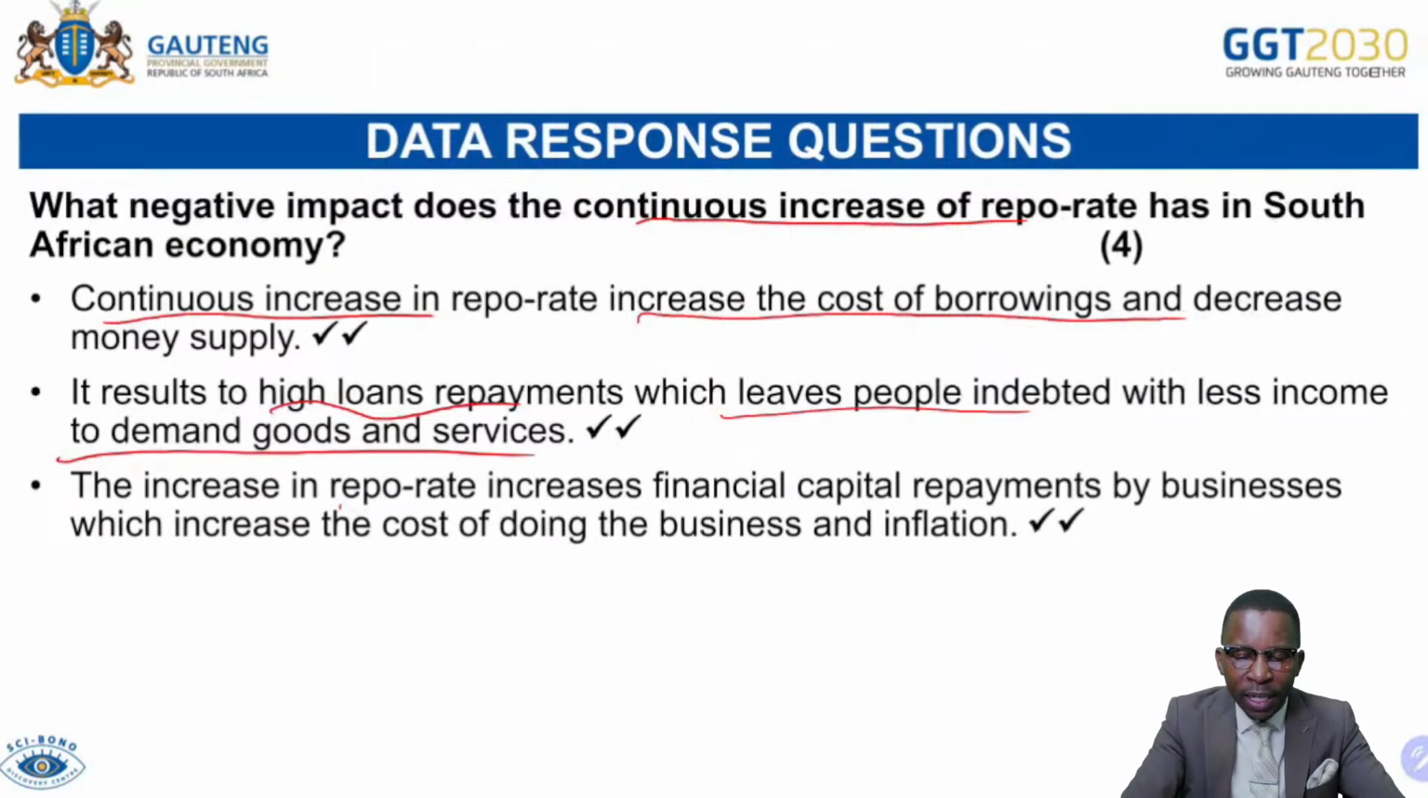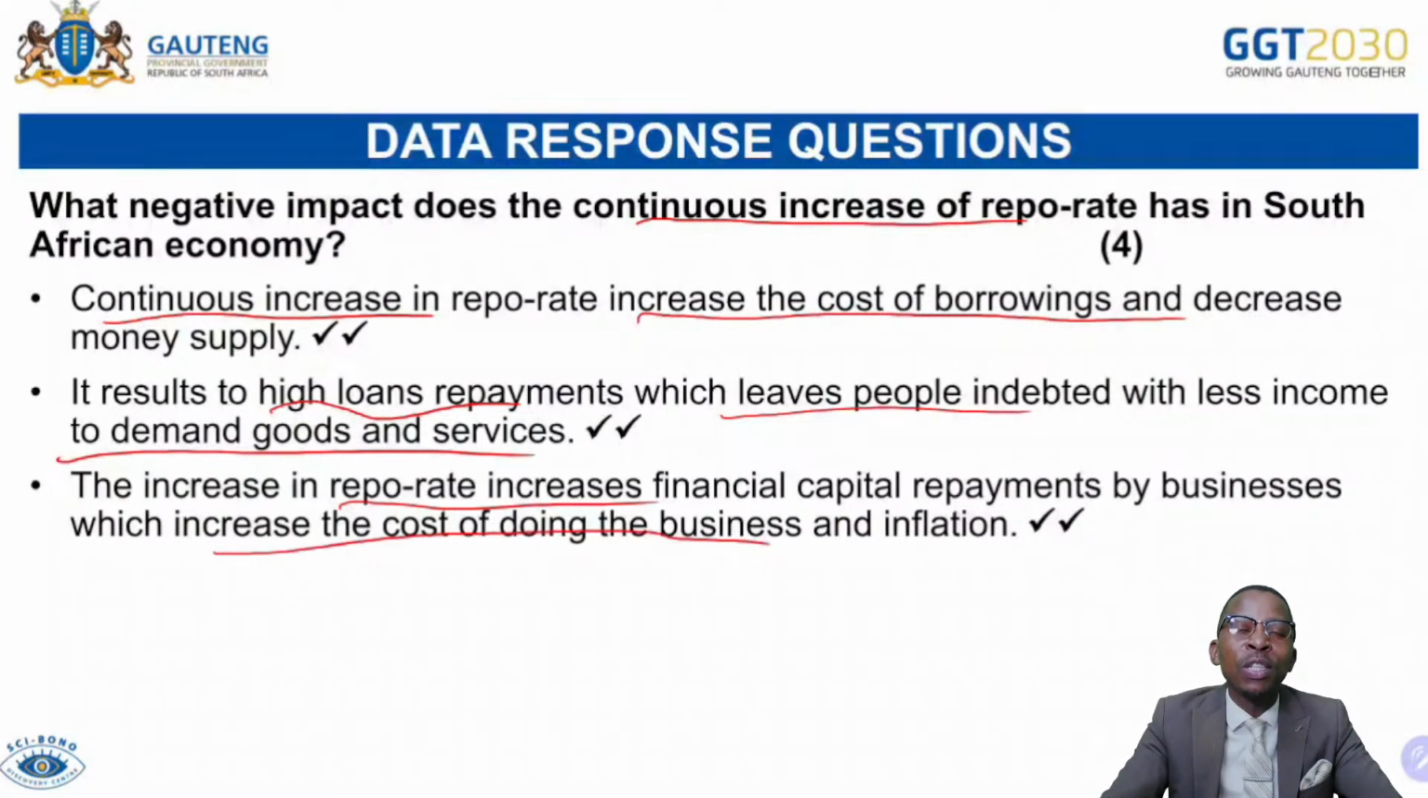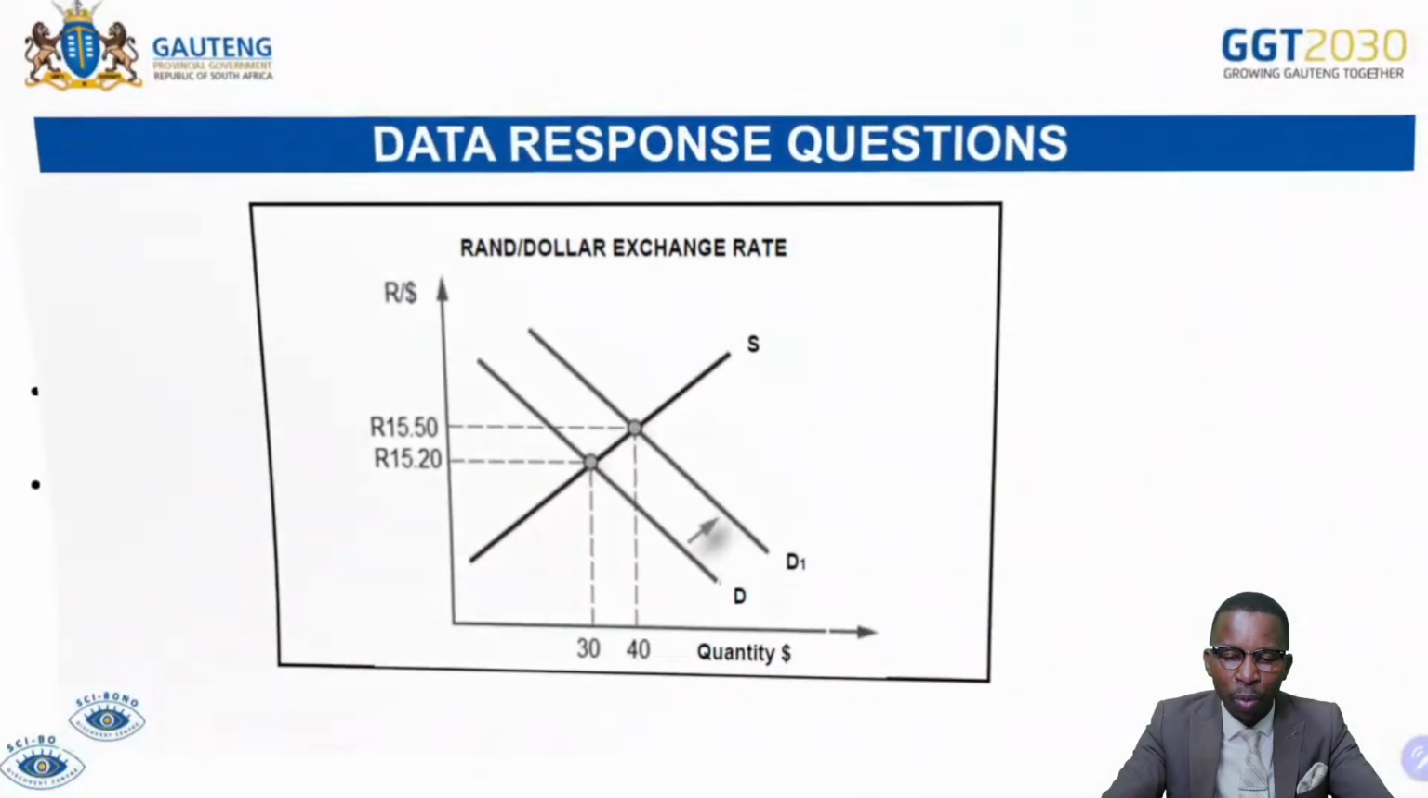The increase in the repo rate increases financial capital repayments by businesses, which increases the cost of doing business and can also cause what we call cost-push inflation. Should businesses borrow capital from commercial banks, and then the repo rate increases, they will be paying more money as they pay back their loan or capital repayments. For that reason, it becomes too expensive for them to produce using those machines that they bought through those loans. For that reason, there can be cost-push inflation in our economy.